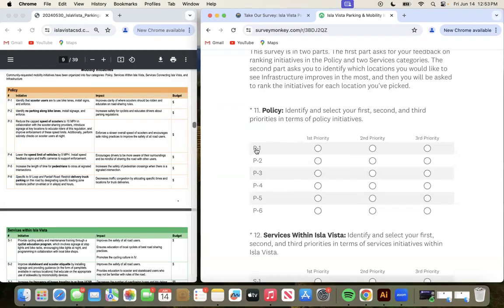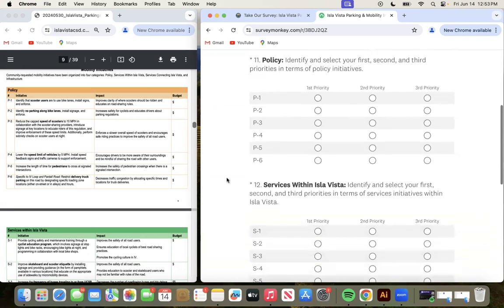So P1 over here corresponds with P1 over here. Identify that scooter users are to use bike lanes, install signs, and enforce. And P2 on the survey aligns with P2 in the packet. Identify no parking along bike lanes, install signage, and enforce, and so on.